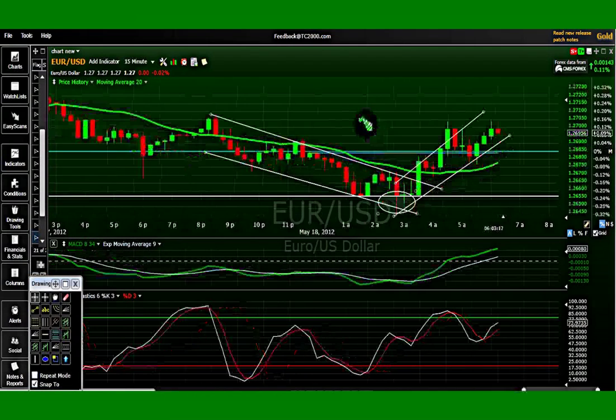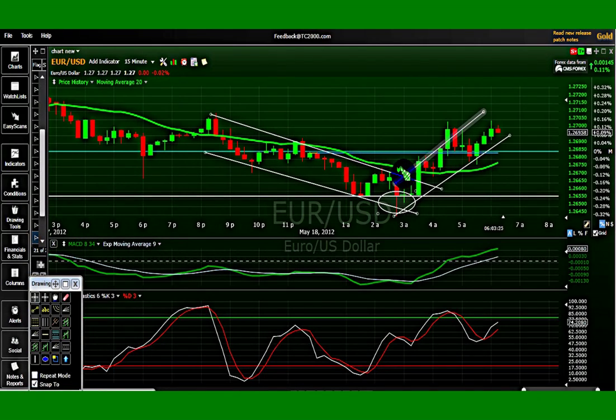So the green one. On the 15-minute chart we want to use it. So when, pay attention, when the price is below the simple moving average 20 on the 15-minute chart, ladies and gentlemen, we want to give priority to sell signals.